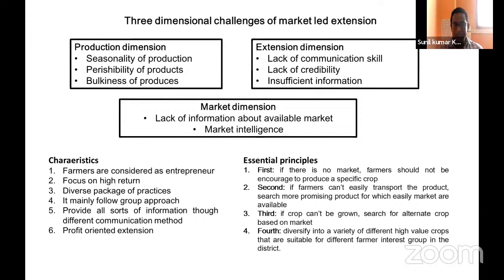So it is majorly working on four essential principles. The first is, if there is no market, farmers should not be encouraged to produce a specific commodity. If you do not have any particular market for a particular commodity, you should not produce that commodity. That's simple. And the Maharashtra government also has one scheme, Vikel Te Pikel, meaning whatever has a market, when there is a market for a particular commodity, you have to grow that commodity only.